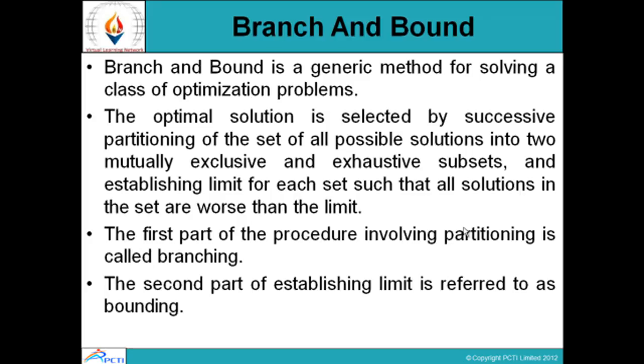Now, branch and bound. Branch and bound is a generic method for solving a class of optimization problems. The optimal solution is selected by successive partitioning of the set of all possible solutions into two mutually exclusive and exhaustive subsets, and establishing limits for each set such that all solutions in the sets are worse than the limits. The first part of the procedure, involving partitioning, is called branching. The second part, of establishing limits, is referred to as bounding.